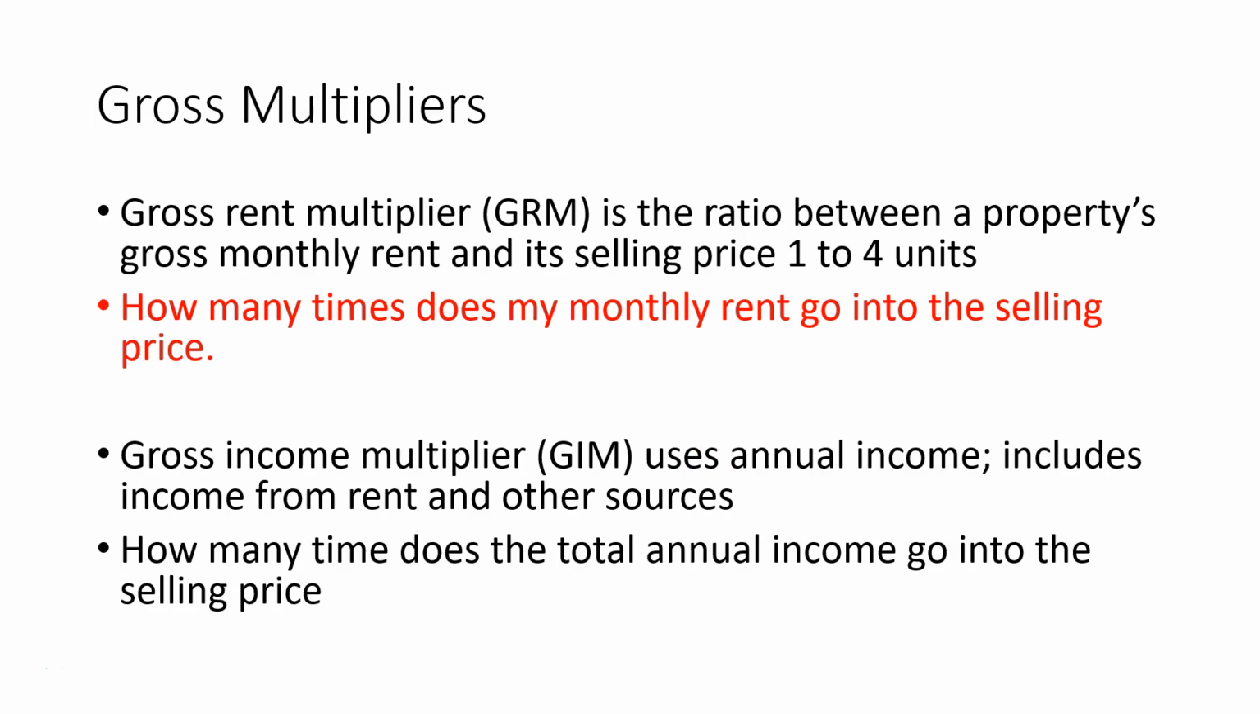Another way of working out a potential value or income of a property is to know what the gross multiplier is. Gross rent multiplier is when we look at the property's monthly rental income, and if we divide that into the selling price, we will come up with a multiplier. How many times does my monthly rent go into the selling price? We also may look at the yearly annual income, which comes from the rent and other sources, such as soda machines and laundromats. How many times does the total annual income go into the selling price?